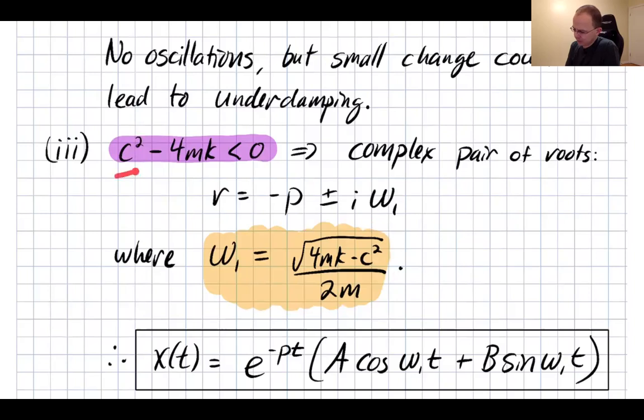Notice now, because this is negative, that we factored out a negative 1. And so we have 4mk minus c squared, and that'll be a positive number. So we're taking the square root of a positive number and then divided by 2m. So this is some positive number here.